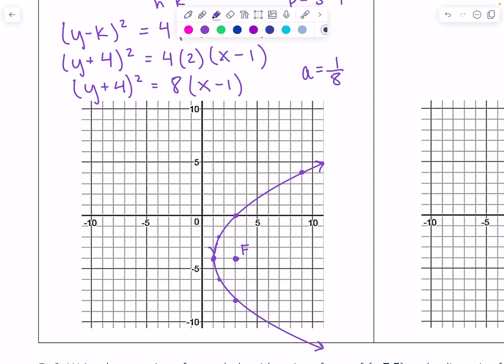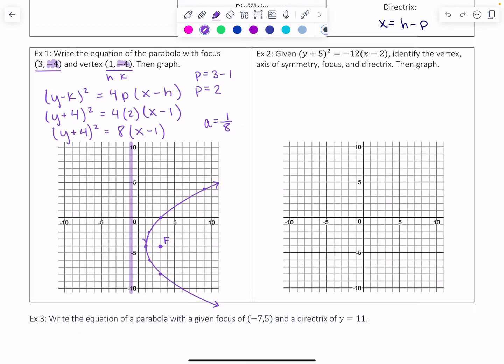Now the other thing I would kind of get in the habit of is just to remind ourselves that our directrix also exists. It's a nice line to kind of throw on with a highlighter. And just to double check that the distance between focus and vertex and directrix is the same. Right? That's the whole key of it. That's what we're working with.